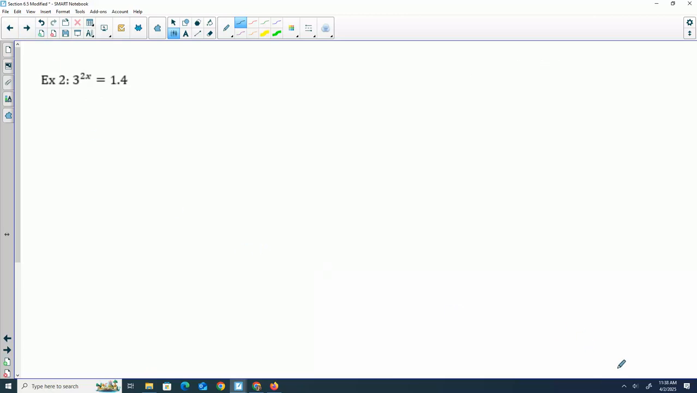Why don't you guys try this one? 3 to the 2x equals 1.4. So you can't get a common base, you add your log. This one does have one more thing. Our exponent isn't just x, it's 2x. So we put a log on each side, then the entire exponent, 2x, comes down in front.